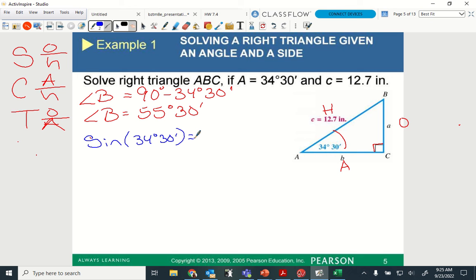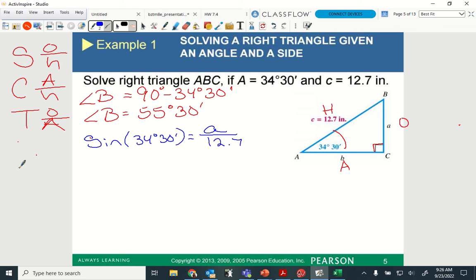So the opposite value, what variable is the opposite value? Little a over my hypotenuse, which is? 12.7. Yep. So now, by filling this out like this, I only have one variable. I only have one unknown value. So by doing all this, it's an equation, I could solve for this.